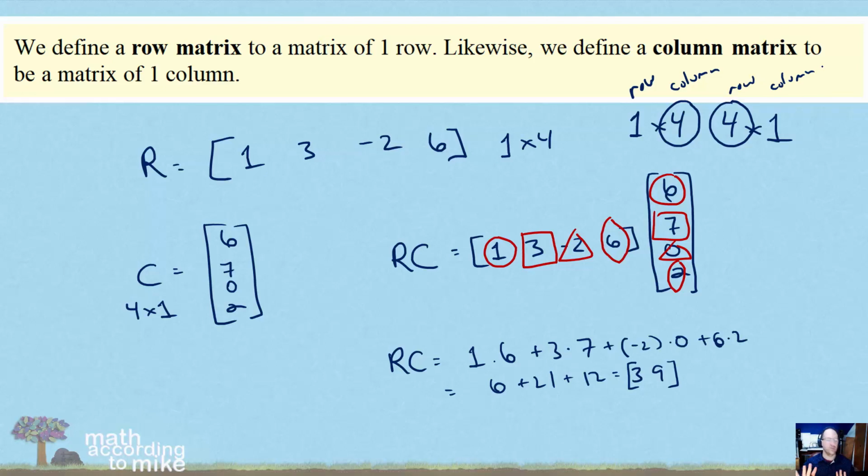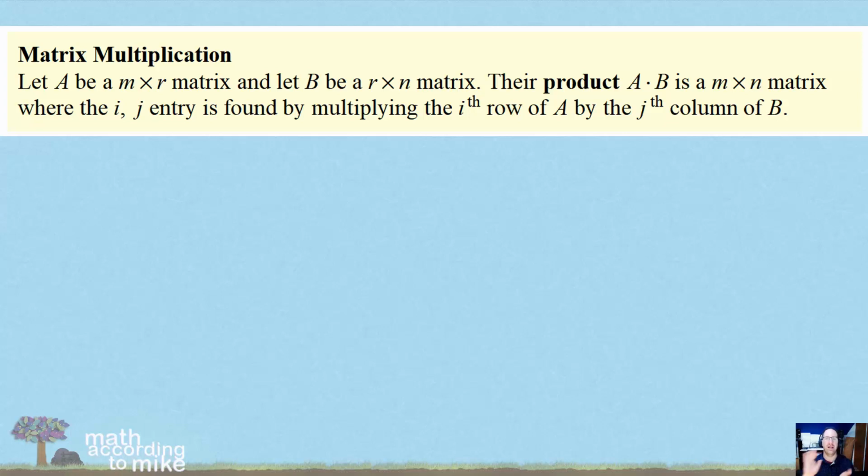Okay. So with that said, before we get to an example video, we have to talk a little bit more. Let's formally define matrix multiplication. Now, this definition is crazy, a lot of notation. It's going to be okay. Let A be an M by R matrix, and let B be an R by N matrix. Okay, stop there.